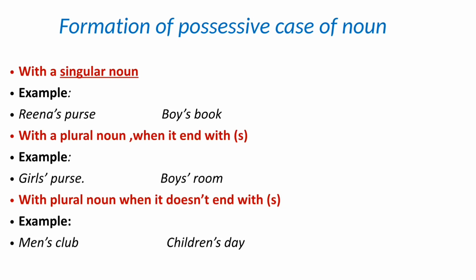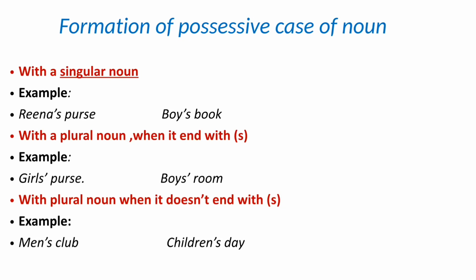With a plural noun, when it ends with S, possessive case is formed by adding only apostrophe to the noun. See the examples. Girls' purse. Girls is plural noun, so only apostrophe is used. Boys' room. Again boys is plural noun, only apostrophe is used to show the possession.